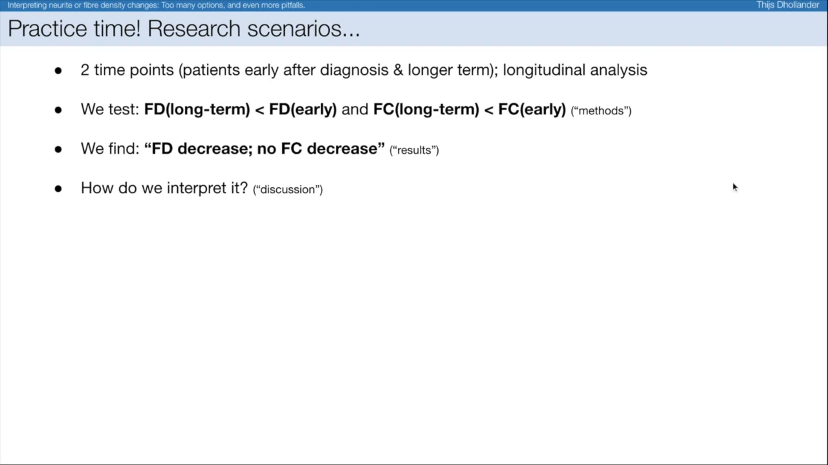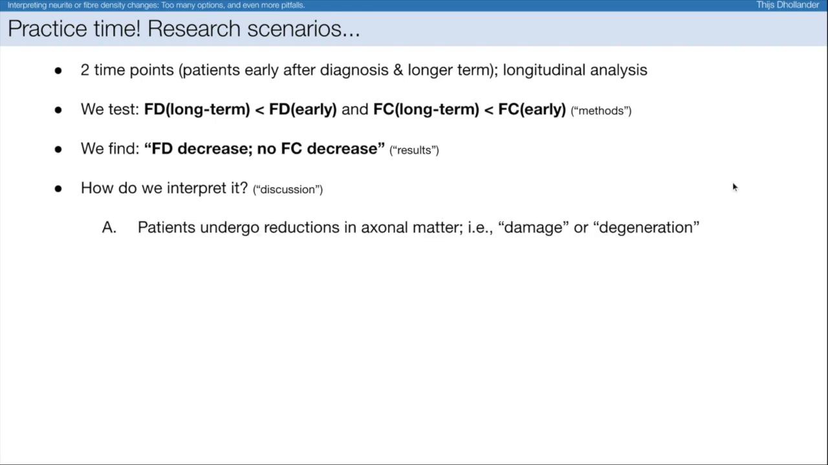So how do we interpret it now? Well, we could say the patients undergo reductions in axonal matter, right? Damage or degeneration because FD decrease. Or would there be another option? What do you think?